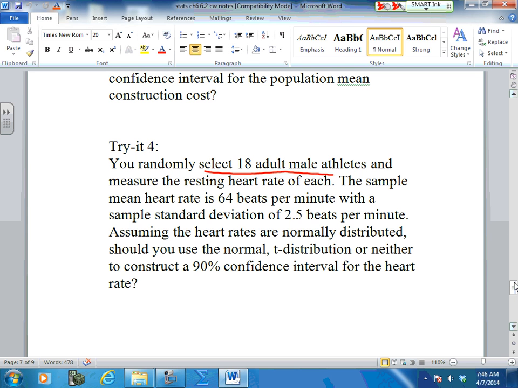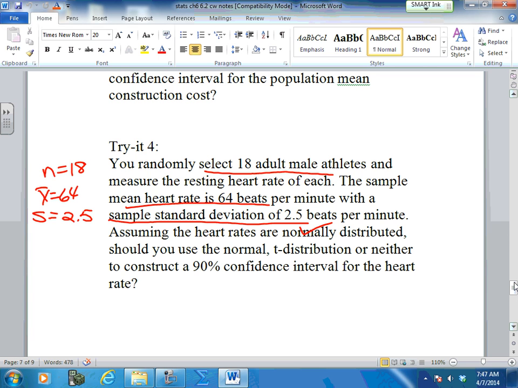You randomly select 18 adult male athletes, and you measure their resting heart rate. The sample mean heart rate is 64 beats per minute, with a sample standard deviation of 2.5. Remember how we represent your sample one with an S. S for sample. Assuming that the heart rates are normally distributed, should you use the normal, which is the Z, the T, or neither? So follow your flow chart.